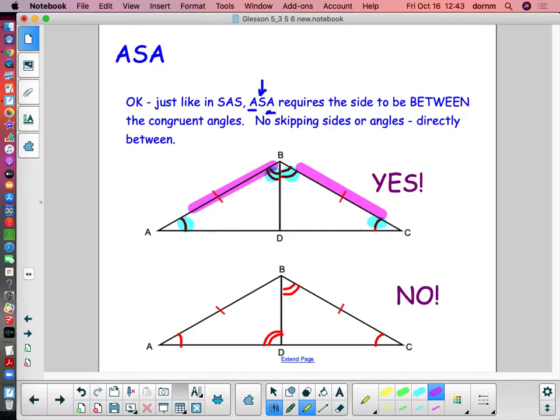This would not be angle side angle on the bottom because we do have two angles, but to start with, they aren't corresponding angles. And here, okay, these two are corresponding angles, and the sides are corresponding. But this side over here is between the two angles. This side over here is not between the two angles. All right? So again, angle side angle has to be in the correct order.